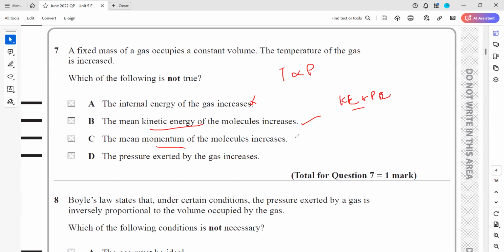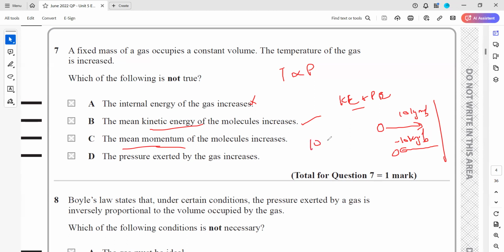The mean momentum of the molecule increases. The momentum of the molecule is a product of mass and velocity. If the question was that the momentum of the molecule increases, then it's fine. But it is written mean momentum, average momentum. Average momentum won't change. Why? If it has a momentum of 10 kilogram meter per second, when it strikes and bounces back, it will have a momentum of minus 10 kilogram meter per second.